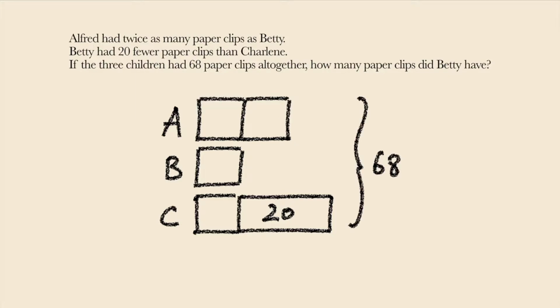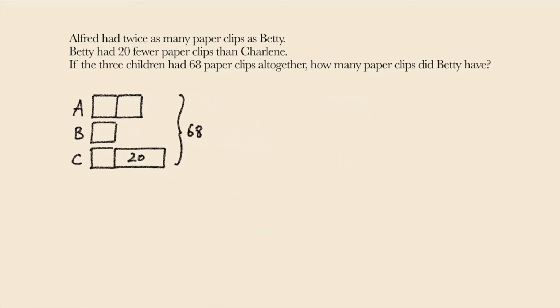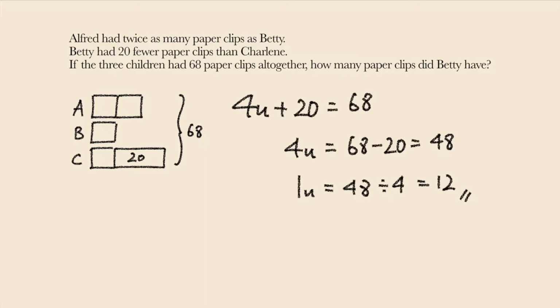The total is 68. We can form an equation by saying 4 units plus 20 make up 68. So manipulation, bring that positive 20 to the right side, negative 20. 4u is 48, 1u is 12. Now question, how many did Betty have? Looking at this, Betty is 1 unit and therefore we have found the answer 12.